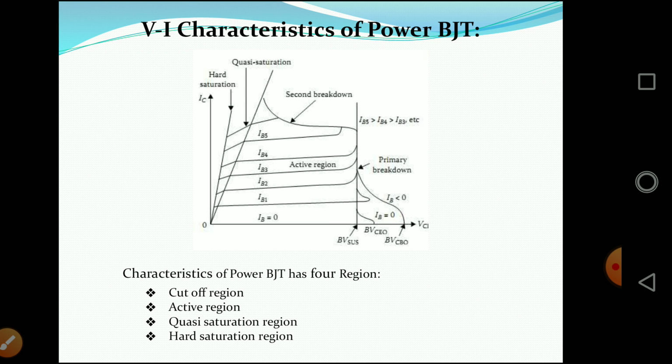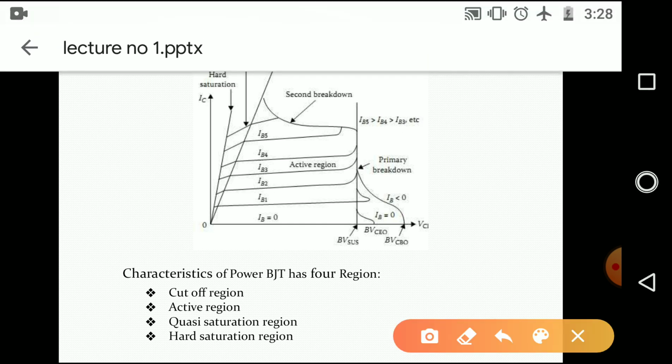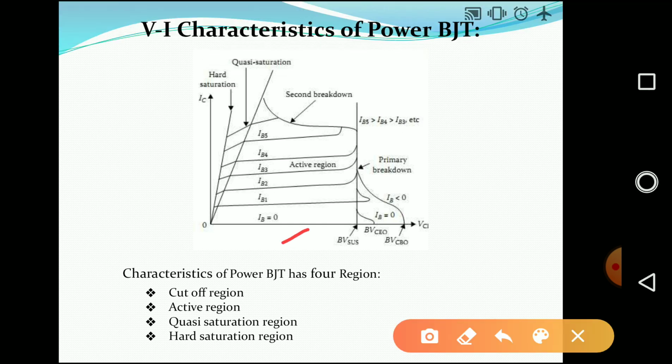So all the 4 modes of operation of power BJTs are represented here. See here, this is the cutoff region. Next, this is the active region, quasi saturation and hard saturation. The first one is the cutoff region. Cutoff is achieved when the base current is 0, that is, we are not giving any input to the power BJT, then the power BJT will be in the off condition. That region is called the cutoff region.